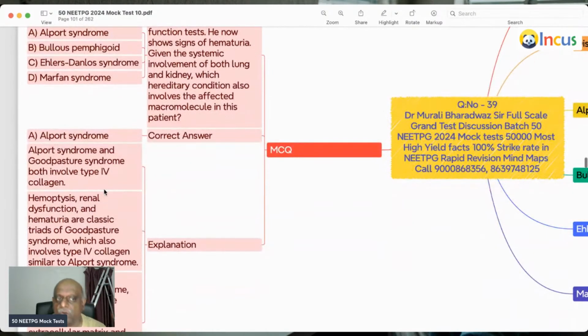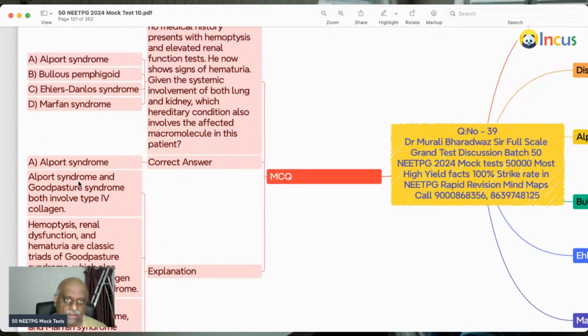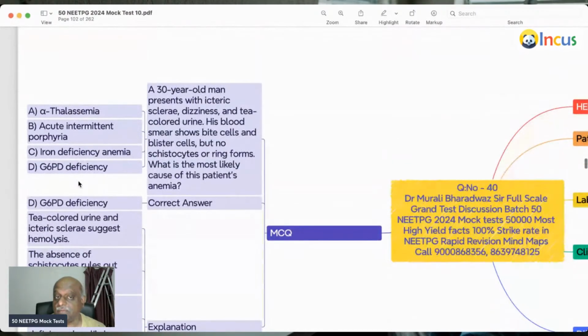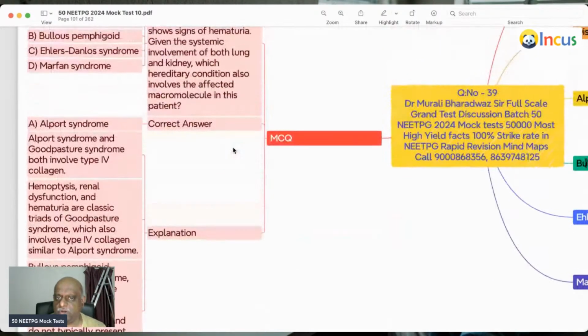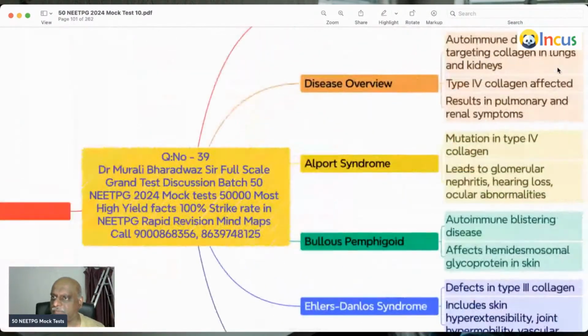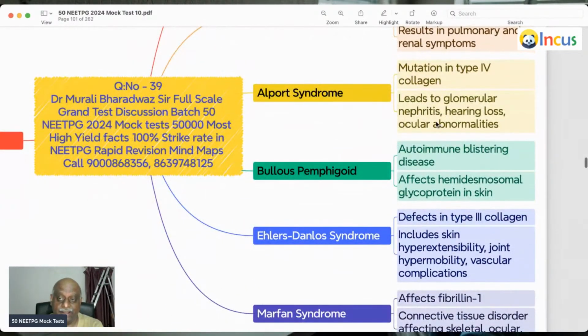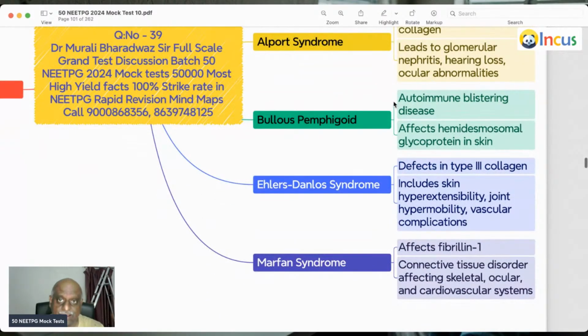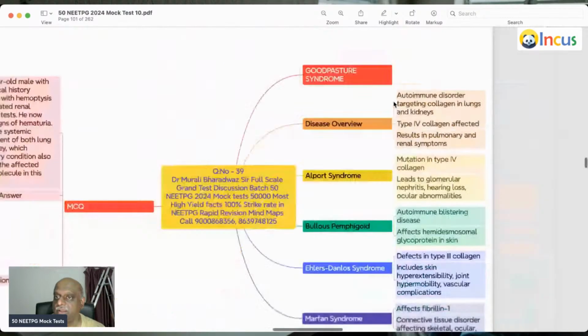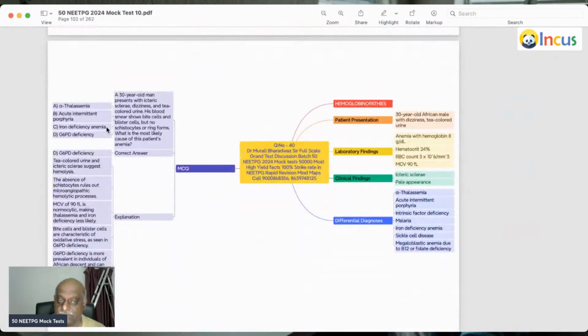So, Alport syndrome and Goodpasture, both of them involve type 4 collagen, is what you need to remember. Alport is a hereditary condition. A 30-year-old man, once more, doctor, everything about Alport: type 4 collagen affected, glomerulonephritis, hearing loss, ocular abnormalities, etc. You need to be very sure about this in Alport.